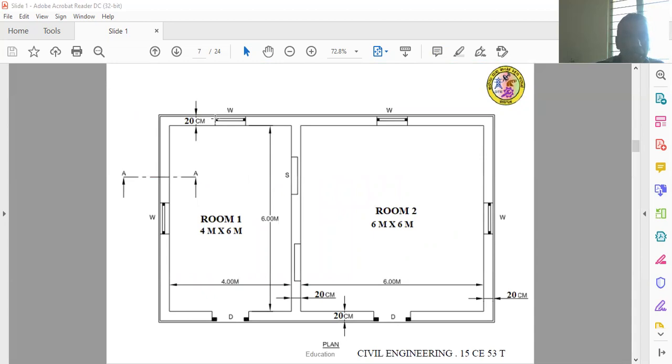This is the plan which is required for calculating the different items of work. Here, this is room 1, with dimensions of 4 meter by 6 meter. This is room 2, 6 meter by 6 meter. The horizontal direction of this room is 6 meter and the vertical dimension is also 6 meter. Here, the horizontal direction of the room is 4 meter and the vertical dimension is 6 meter. The thickness of all the walls is equal to 20 centimeter. The number of windows is 4, doors 2, and shelves 2. This will help to calculate the different items of work.